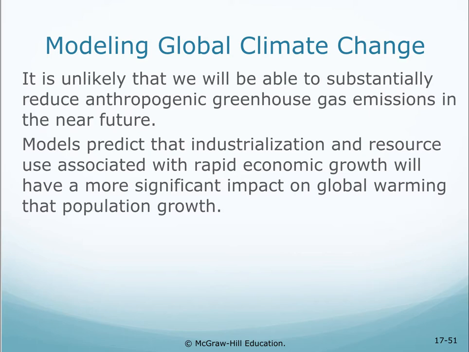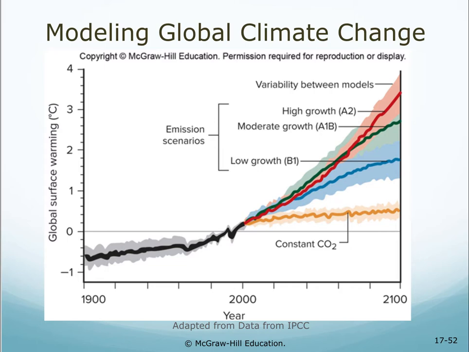It is unlikely that we will be able to substantially reduce anthropogenic greenhouse gas emissions in the near future. Models predict that industrialization and resource use associated with rapid economic growth will have a more significant impact on global warming than population growth. The results of global mean temperature change models for 3 scenarios, 1900 to the year 2100.